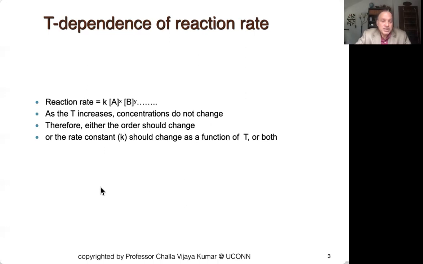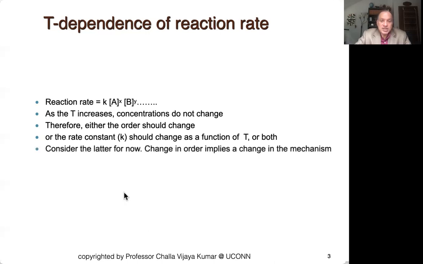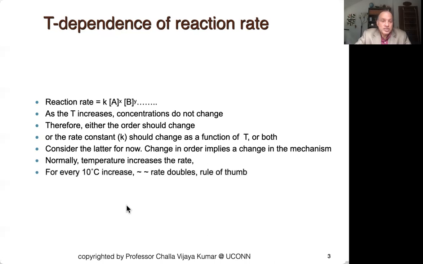But what it means is that there must be some other reason why the reactions go faster, not the chemistry, not the concentration, not the order of the reaction. So let's see what really changes. The temperature increases the rate, and that is due to some parameter, which we're going to discuss next. For every 10 degrees, the rule of thumb is that the rate essentially doubles for a chemical reaction.